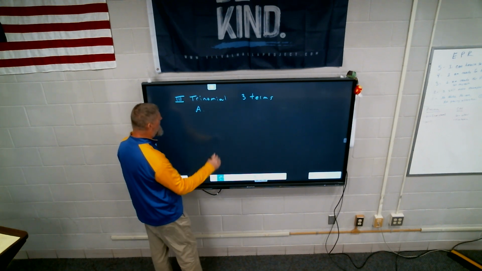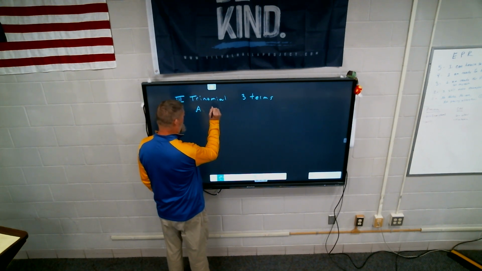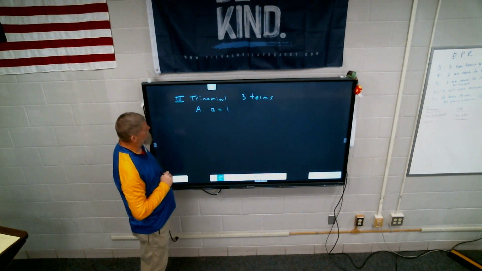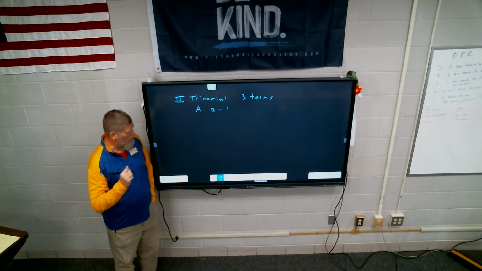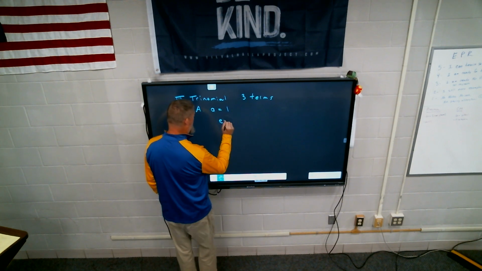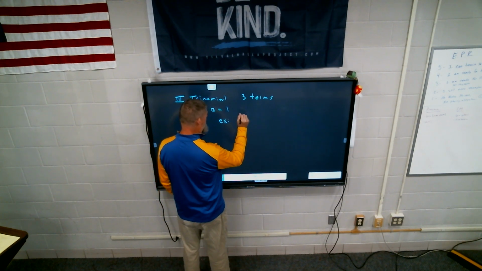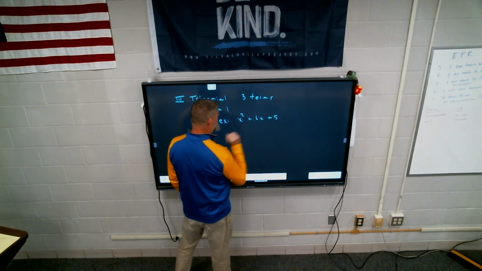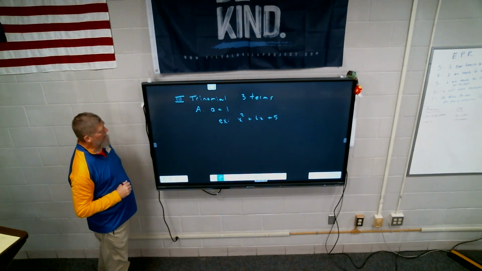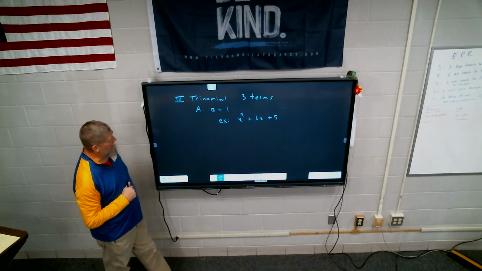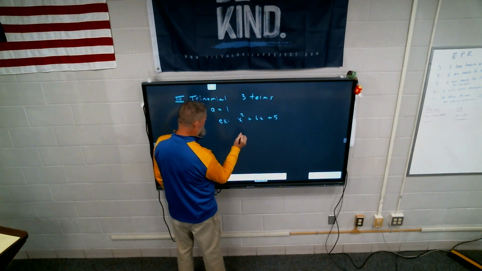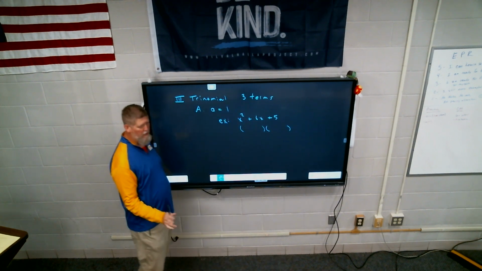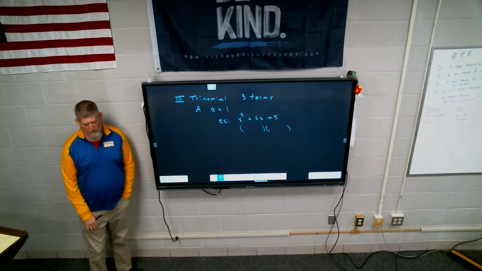So part A is going to be trinomials. What we're looking at is when A equals 1. That's the first type of trinomial. So for example, something like x squared plus 6x plus 5. If we have to factor a trinomial like that, if you remember, it's going to come down to 2 binomials. 2 binomials equals a trinomial generally.